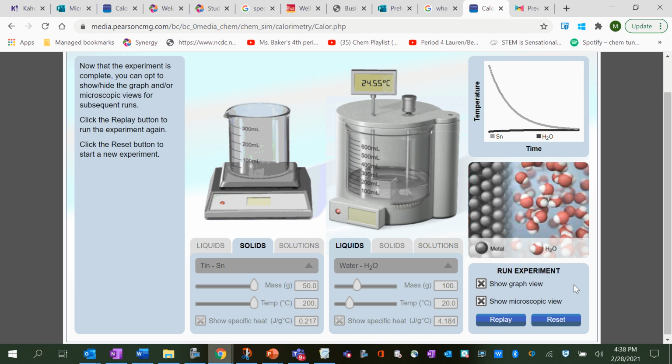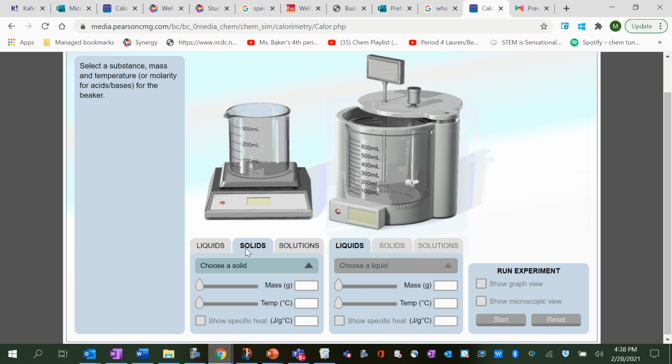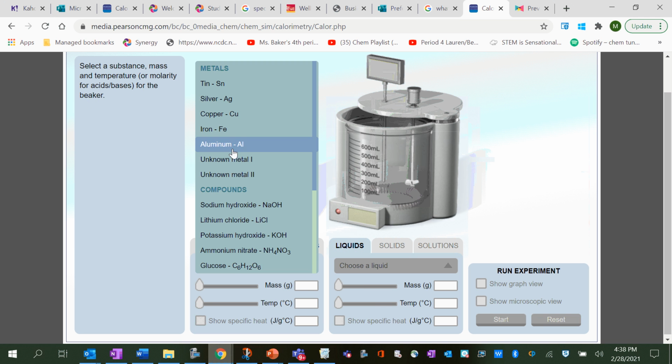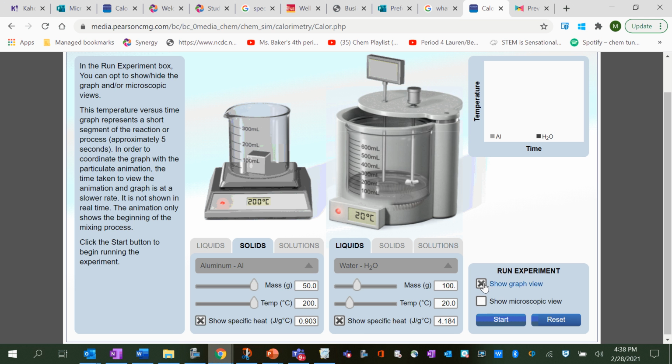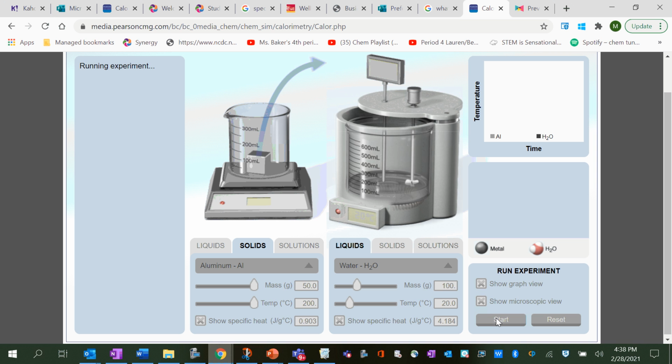So let's do that same experiment, only let's run it with aluminum. So aluminum, 50 grams. Oops, we did 200. Okay, and then we did water, 100 grams, temperature 20, sure. Let's show the graph and the microscopic view.